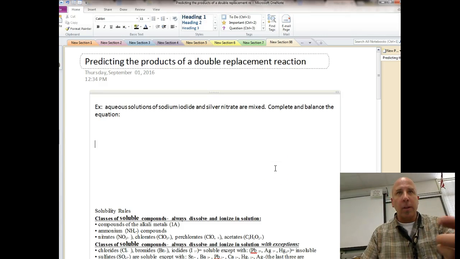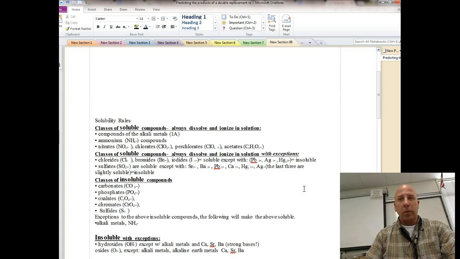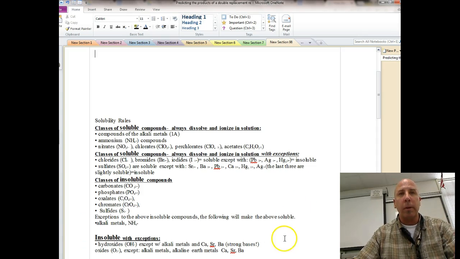Today in class we talked about double replacement reactions, and what tonight's video is all about is how to predict the products of a double replacement reaction. The way we predict the products is essentially to look at our solubility rules. You don't have to copy all these solubility rules down. They are going to be linked for you in Classroom. You'll have a document that you can look at.